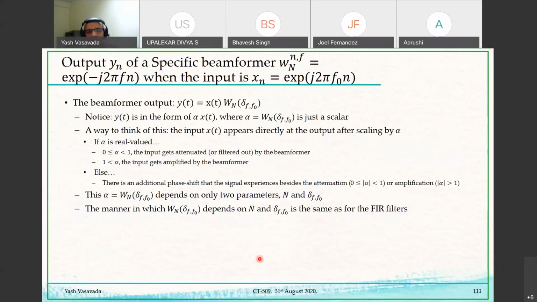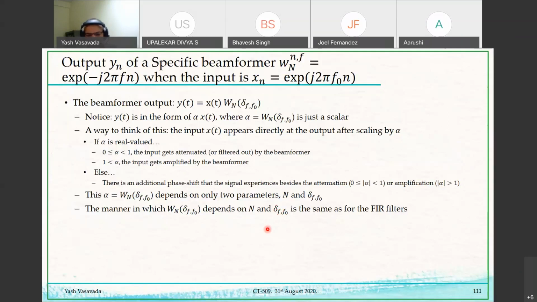Basically, this analogy is telling us that when the f and f naught are similar, then we are going to get a very strong output at the output of this beamforming. And when the incoming signal's direction of arrival, theta naught, starts differing from the theta angle at which this beamformer has been designed, which defines the small f, then the output of the beamformer is going to die down.